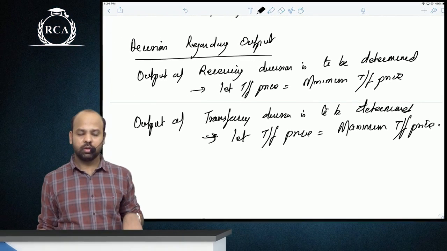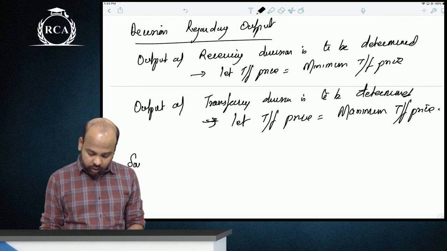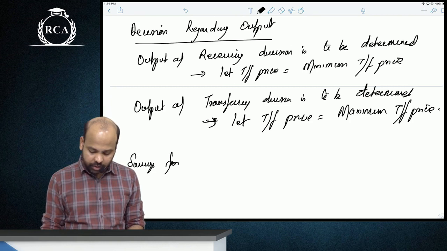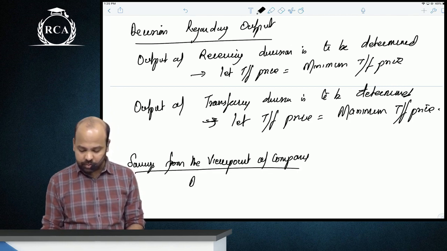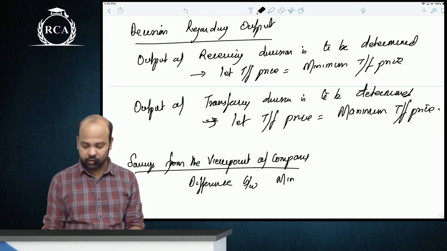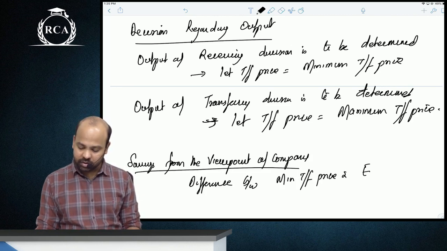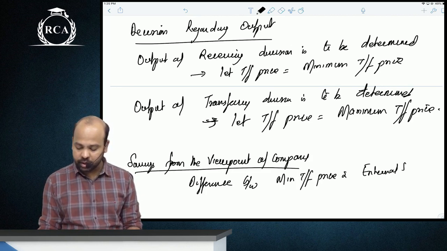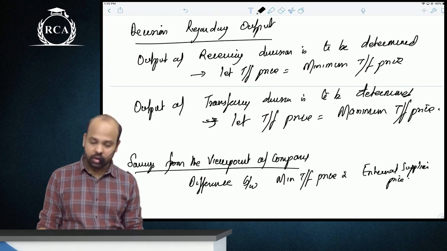Okay, sir. Understood. Also, if you were to talk about savings from the viewpoint of the company, remember this will always be the difference between the minimum transfer price and the maximum transfer price. The advantage to the company would always be the difference between the minimum transfer price and your external supplier price, whatever it is. That would be the saving to the company. Are we clear?